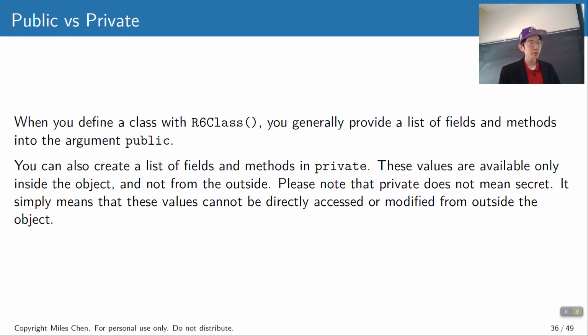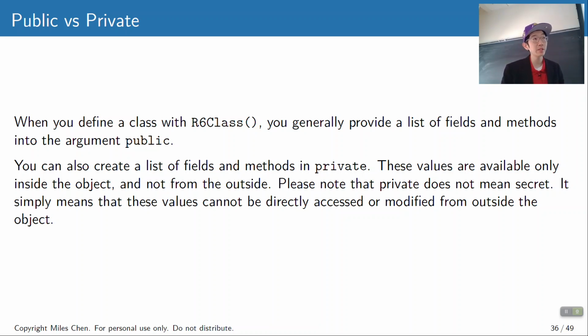So far everything we've seen was in public fields. Public basically just means that those values, fields, and methods are available from outside the function. You can also create a list of fields and methods inside a list called private. Private means these values are available only within the object, and you can't access them from outside.